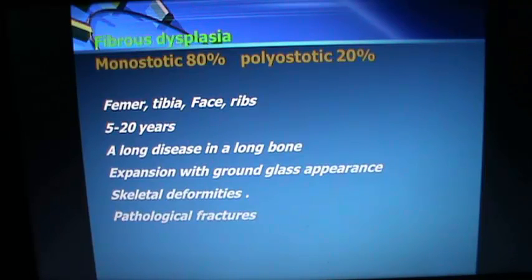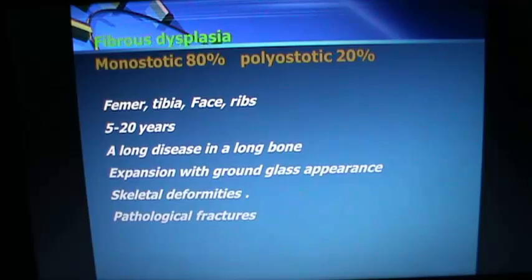Minimal expansion with ground glass appearance, skeletal deformities, and pathological fracture. To understand fibrous dysplasia, we should know about the key points. The key point is replacement of bone by fibrous tissue, and the second key is the presence of dystrophic calcification. So if you have dystrophic calcification in a homogeneous pattern, it will result in ground glass appearance. If it is sporadic, it will give the focal increased density, whether longitudinal or as patches.